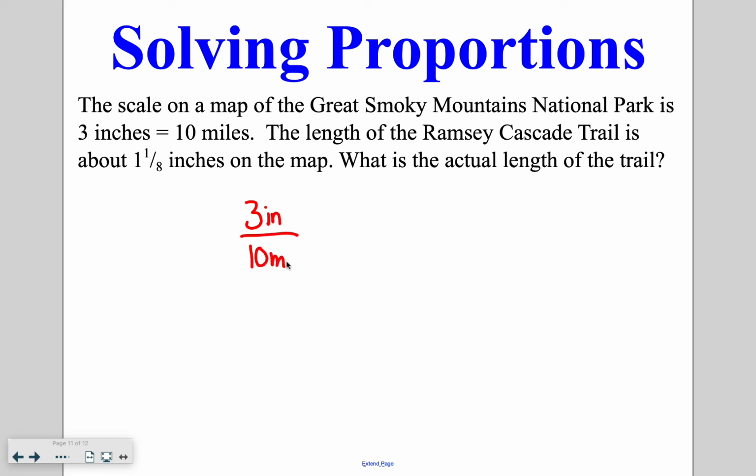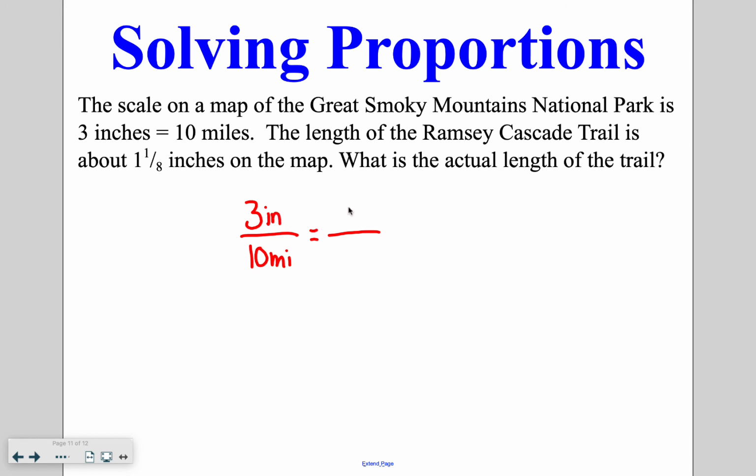When you are setting up proportions in word problems, it's going to be important that you keep those labels with your numbers so that you make sure you are setting up the proportion correctly. Then it says the length of the Ramsey Cascade Trail is about 1 1/8 inches on the map. So when I set up the rest of my proportion, this 1 1/8 inches needs to go in the numerator because I put inches in the numerator of my first ratio.